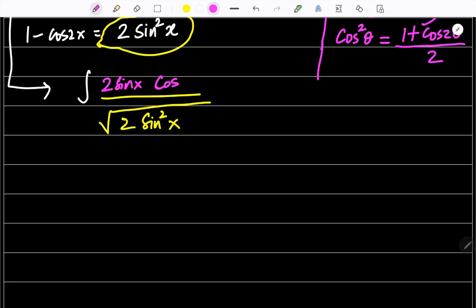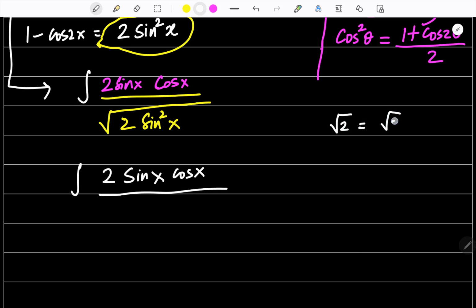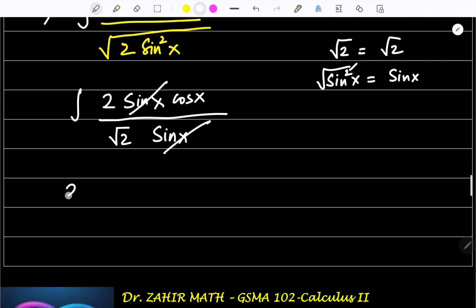Okay, right. So let me clear this x. So this equals integral, let me keep this as 2 sine x cosine x. I'm going to remove this square root. Square root of 2 is square root of 2. But square root of sine square x is equal to what? Sine x. Why? This square goes. So this equals square root of 2 and then sine x. Okay, right. Sine x gets cancelled. 2 divided by square root of 2 integral cosine x dx.